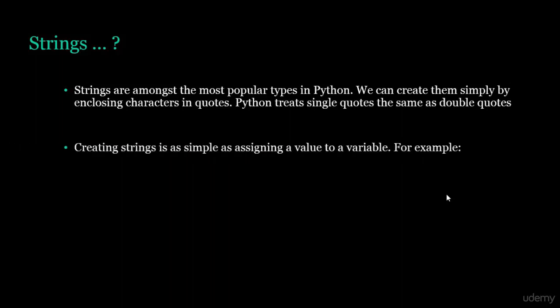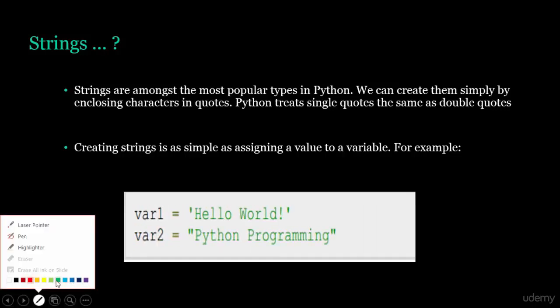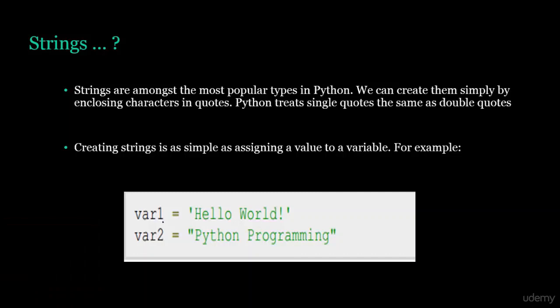Creating a string is as simple as assigning a value to a variable. Let's see an example. Here, let's get a pen. I type var1, this is our variable name, equal to 'hello world', and var2, our variable name, equal to "Python programming". This is a single quote here, and this is a double quote. Remember, Python treats single quotes the same as double quotes. Okay?